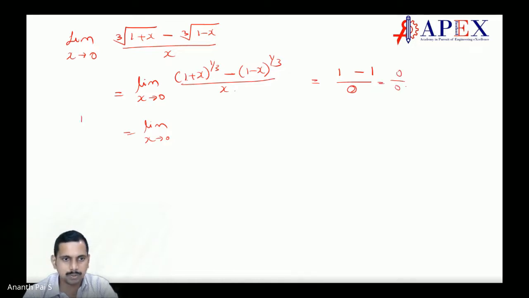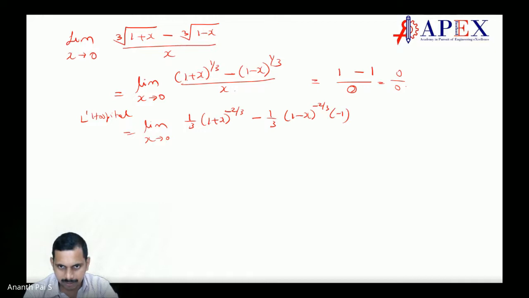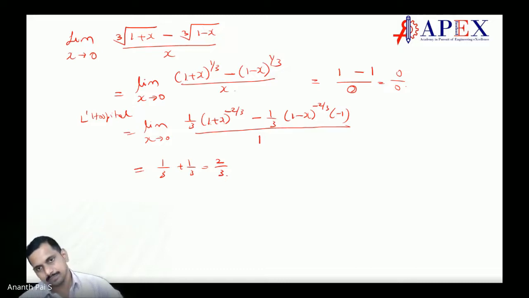So applying L'Hospital's rule, we can write this as 1 by 3 (1 plus x) raised to minus 2 by 3, plus 1 by 3 (1 minus x) raised to minus 2 by 3 into minus 1, because there's a minus x here, divided by 1. When you apply x equal to 0, 1 raised to something is 1, so it is 1 by 3 plus 1 by 3, which is equal to 2 by 3. Easy, students? Direct.